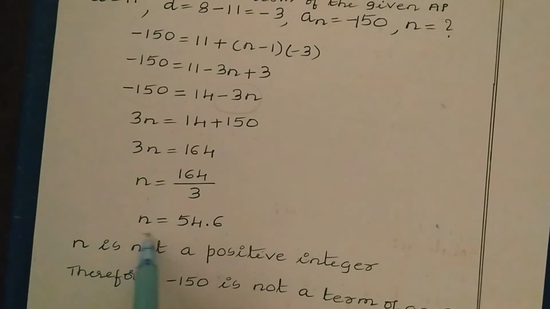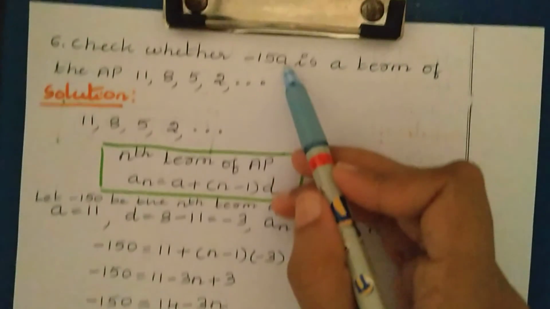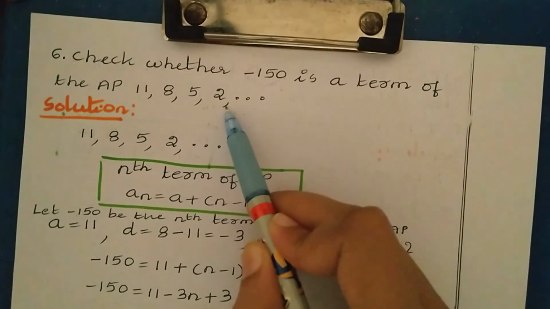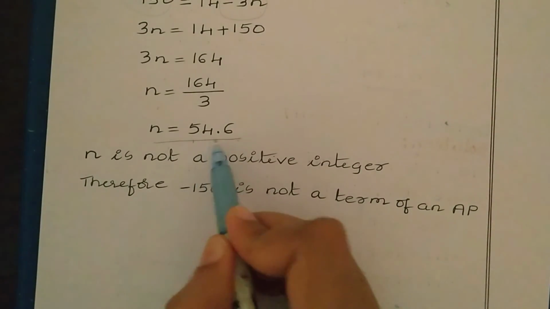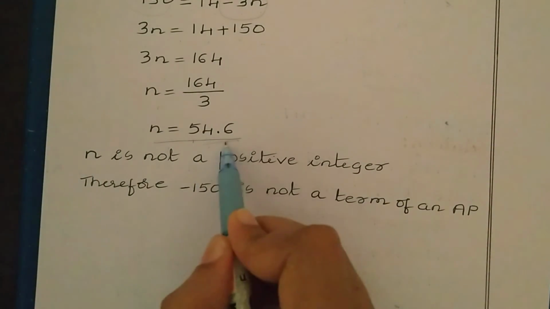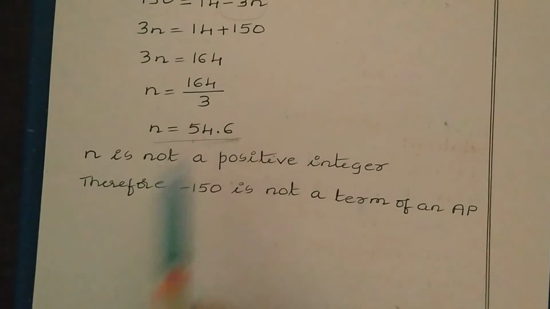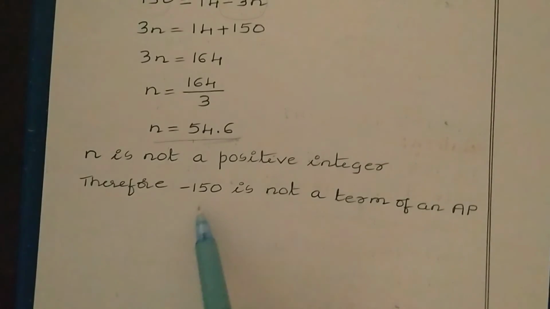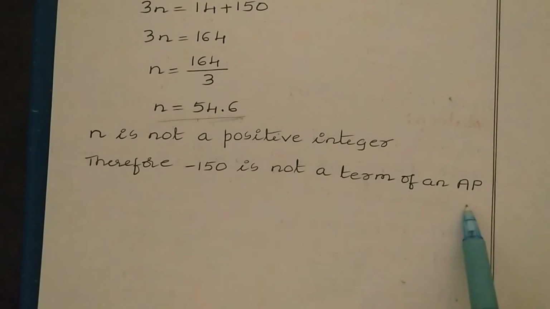See, we are finding the value of n, and to say that this term belongs to this arithmetic progression, we have to get n value as a positive integer. But in this case, we have got 54.6. This is not an integer value. So that's why here, as n is not a positive integer, we can say that the term minus 150 does not belong to the arithmetic progression, or minus 150 is not a term of the arithmetic progression.